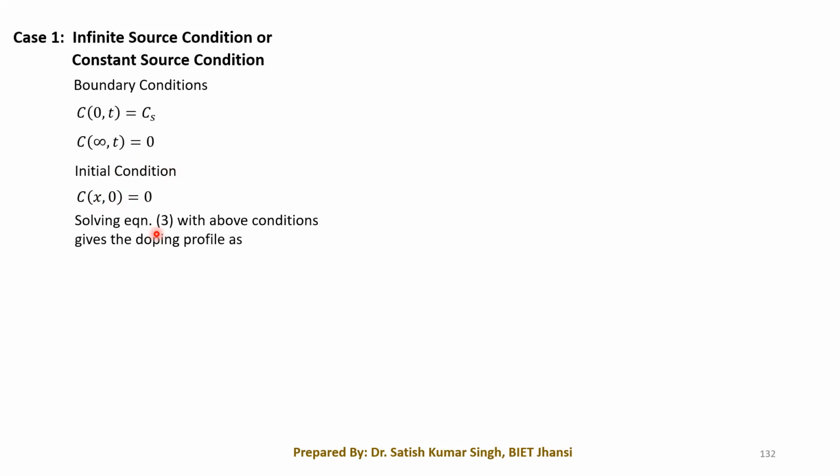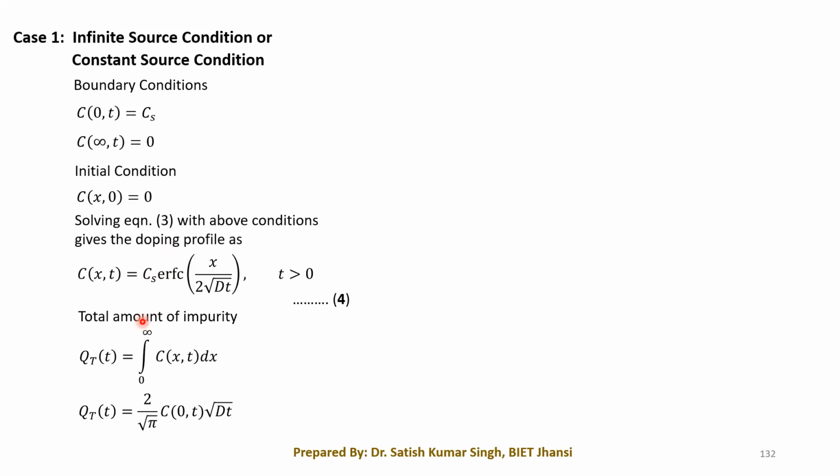We have to solve the equation, and we can show that the result will be something like this. Our result is C(x, t) equals Cs times the complementary error function of x upon 2 root Dt, for all t greater than 0. So this is the equation, or you can say the doping profile of our dopant material after the pre-deposition step. This Cs is our solid solubility, or the surface concentration, you can say.